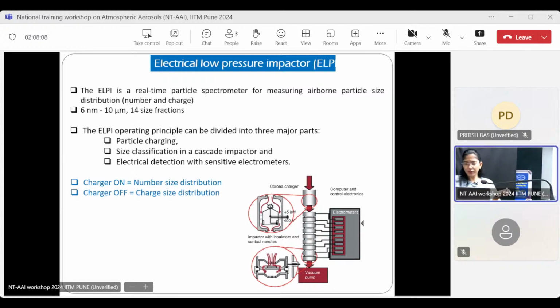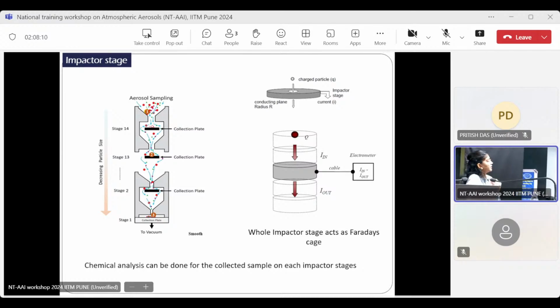So you can see here, these are the impactors. You have a particular type of structure. Whatever particles are collected will change the current, and the change in the current will be measured by the electrometer. This will happen for each size. And since the charger is at the top, you can relate that charge with the numbers.